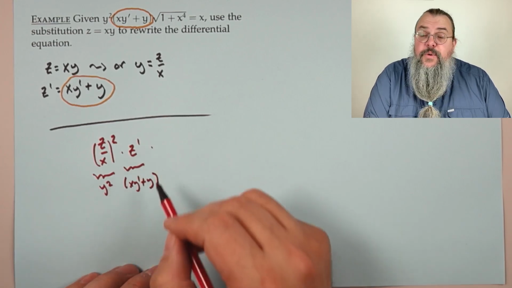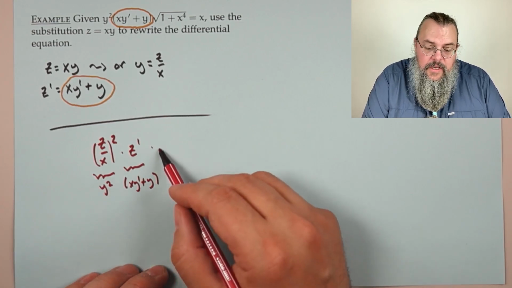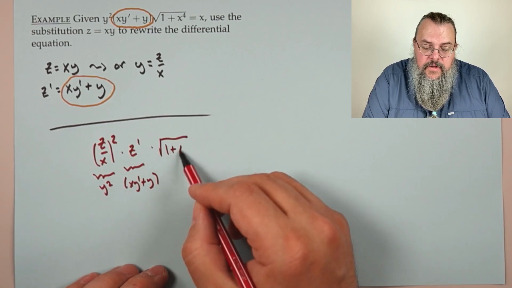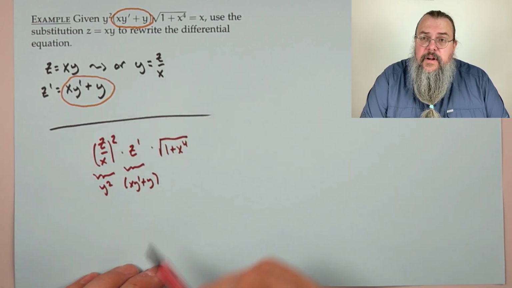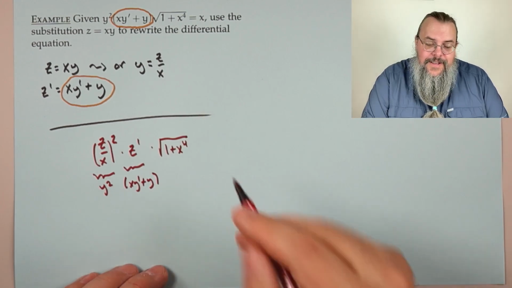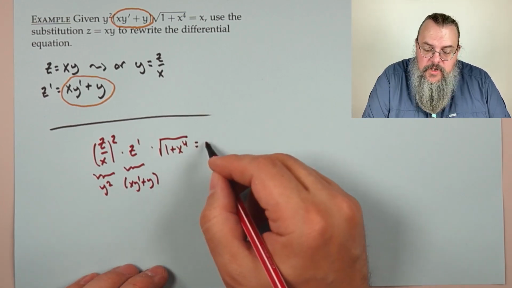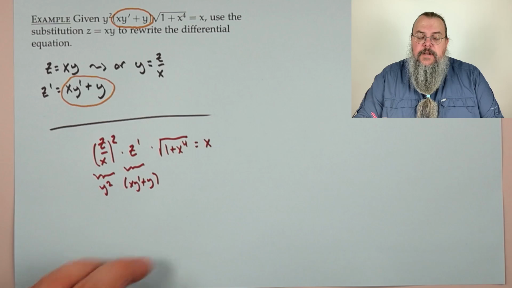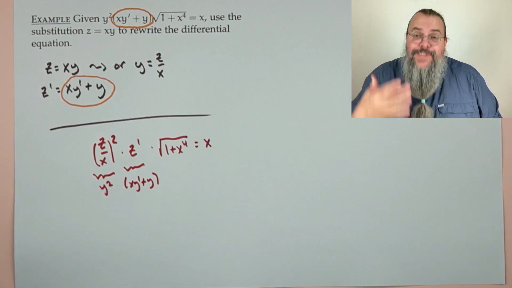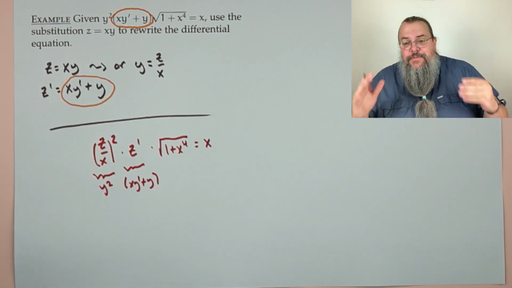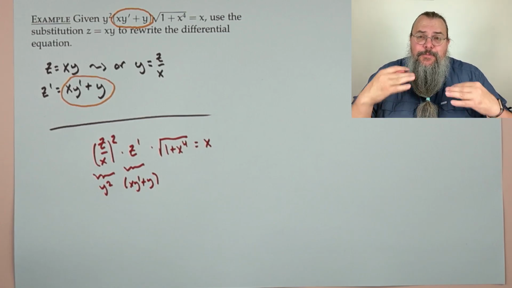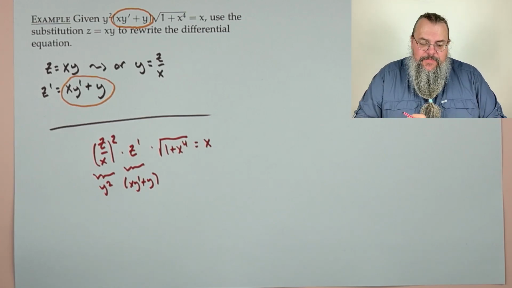Now, what about the square root of 1 plus x to the 4th? And the answer is, leave it alone. There's no y's there. It's fine. The x on the other side, good to go. All right. And so we're essentially done. But of course, I like to say, can we clean up a little bit more?